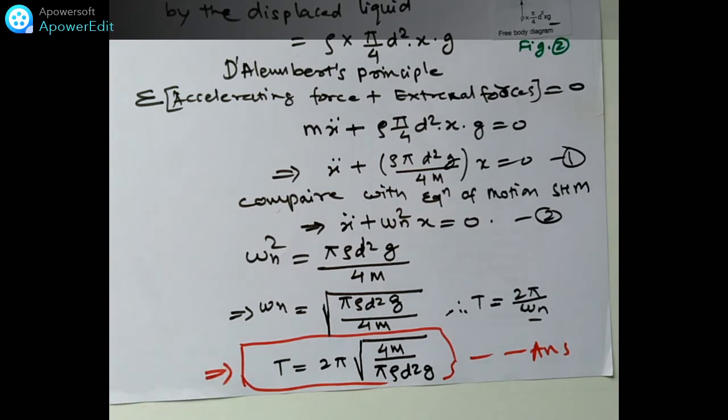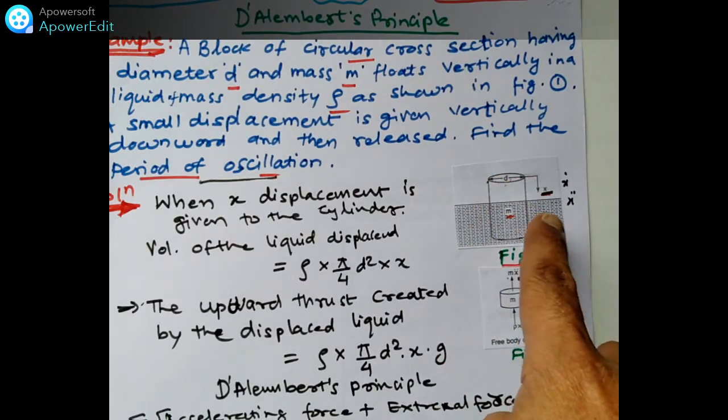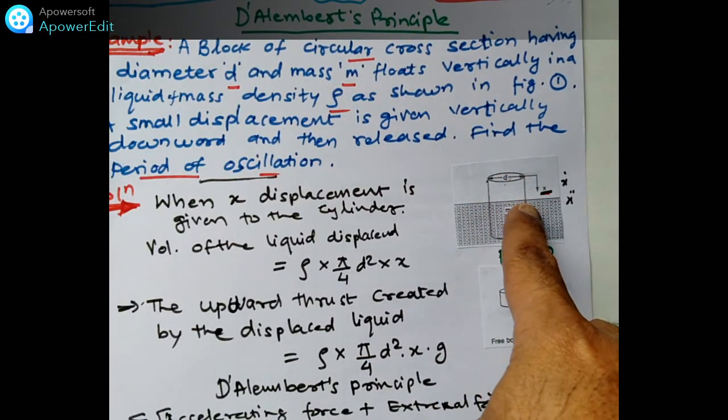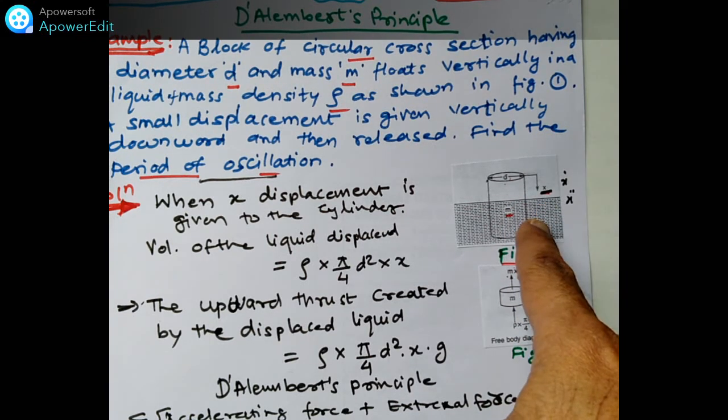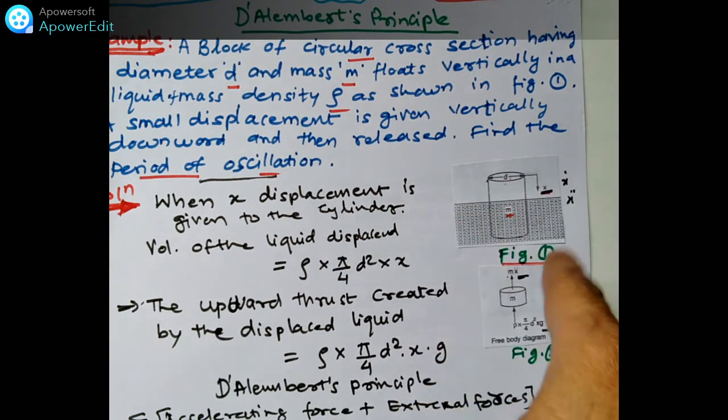So friends, this is very easy. You can solve various numericals. This is the numerical on a block of circular cross section. If the block is rectangular or a different shape, you can also find the solution.